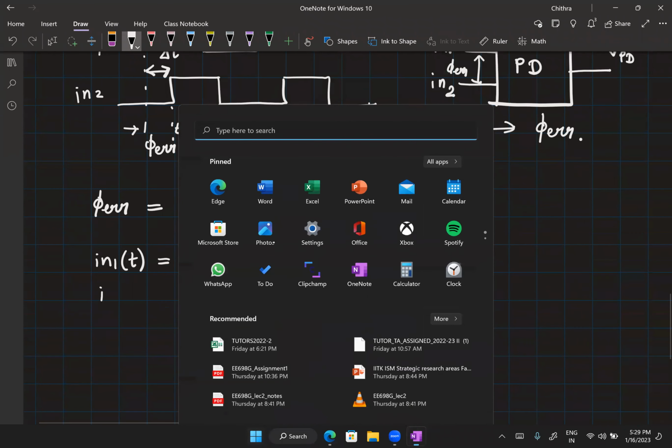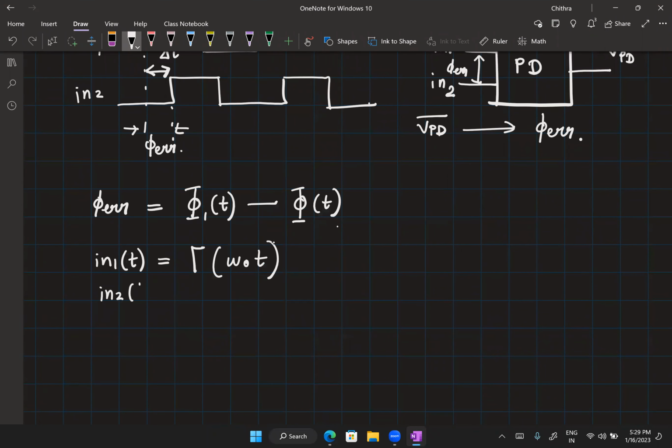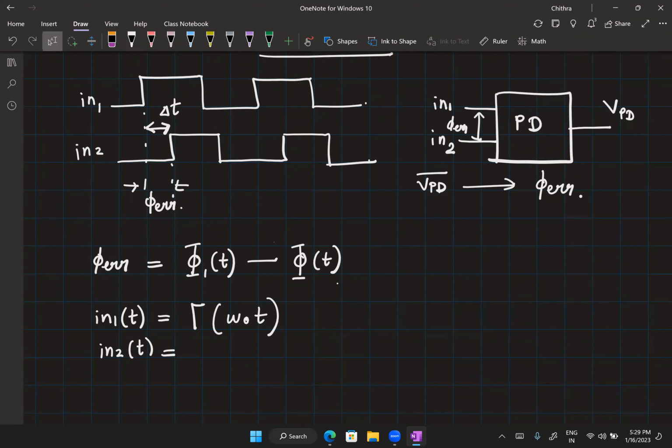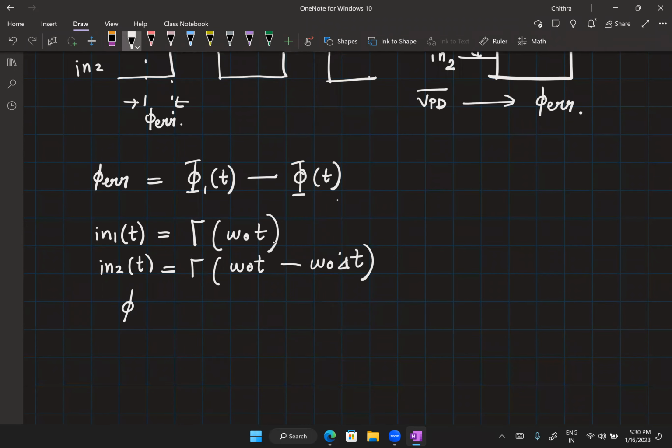How can I write my in2? What is my in2? Can you tell me? So it will be gamma into omega naught t minus omega naught delta t. Is this clear? So can you tell me what the phase error is in this case?